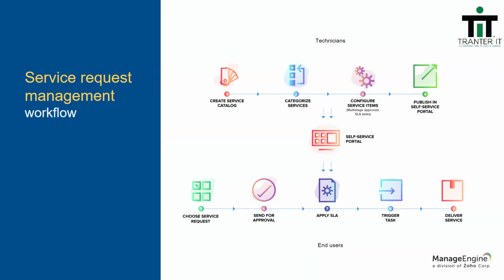when creating your service request approval workflow. Then we publish it for the self-service portal, whereby users will be able to have access to it to raise their request. Upon raising the request, it is assigned to a technician, and an SLA is applied at the point of approval. So when you choose your service request, it is sent out for approval first. Once it is approved, an SLA is applied, and it triggers the task whereby a technician is assigned and the service is delivered.